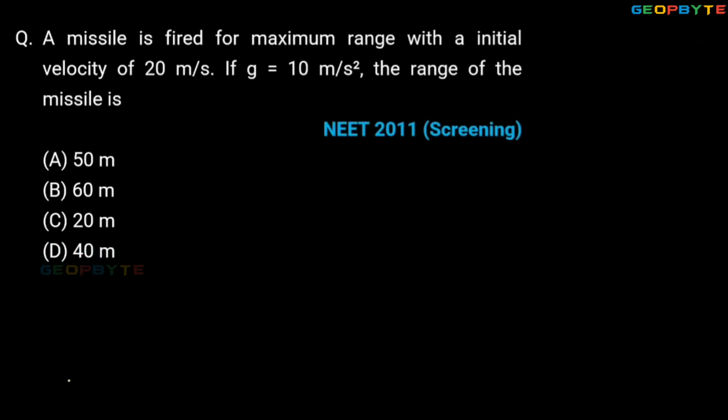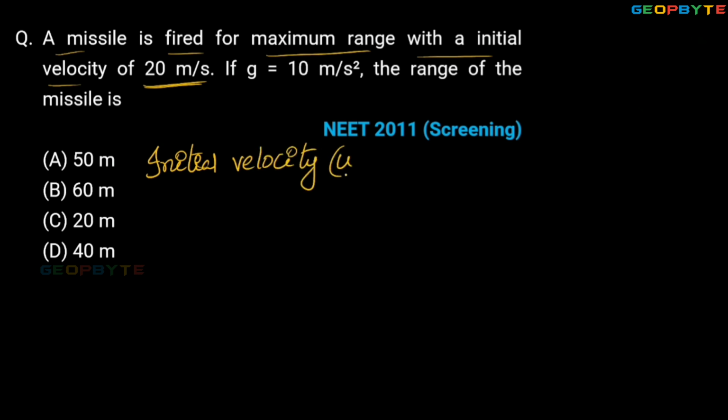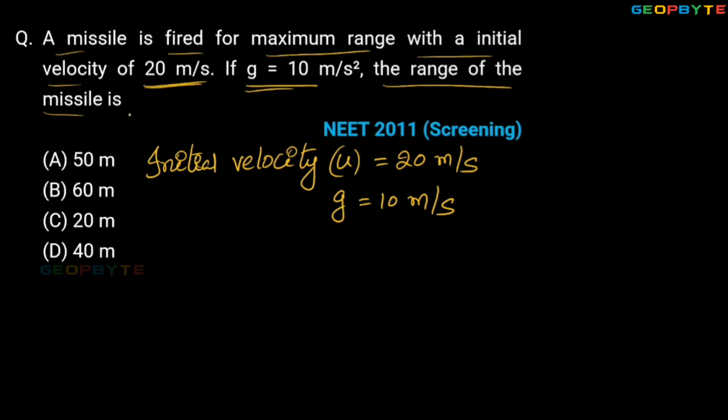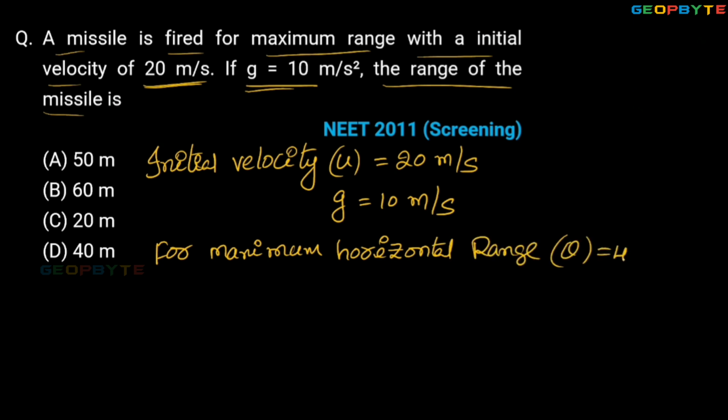Look at the screen. Asking like this. A missile is fired for maximum range with initial velocity of 20 meter per second. Given that initial velocity, denoted with u, equal to 20 meter per second, and the g value given, acceleration due to gravity g equal to 10 meter per second square. The range of the missile: it is given that the missile is fired for maximum horizontal range. Theta must be equal to 45 degrees.